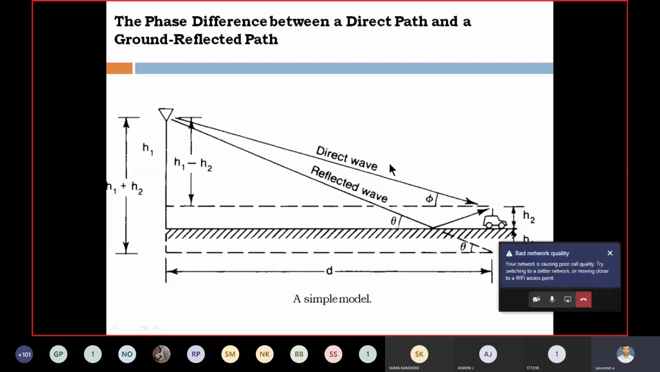Here phi is the angle, theta is the incident angle, and small d is the distance between the base station and the mobile station. From this elevation angle, we have to draw a dotted line. Here how much height? H1 minus H2 automatically. From this point it is H1 plus H2 based upon the reflection point. Based upon this figure, we have to find how much phase difference there is between the direct wave and the ground reflected wave. What is the difference between theta and phi? We have to calculate. And a small derivation is there.